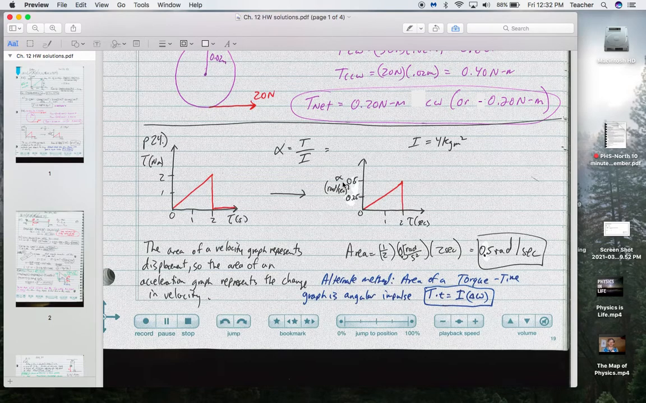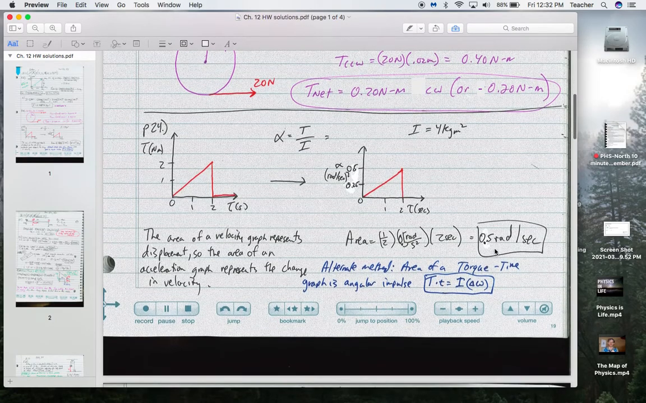The other thing is, if I think about this as angular acceleration being torque divided by moment of inertia, and it gave me the moment of inertia, I could make an angular acceleration versus time graph. Therefore, the area of an acceleration versus time graph gives you the total change in velocity, just like the area of a velocity versus time graph gives you the total change in position. So in this case, my total change of velocity is 0.5 rad per second. Again, the area of the torque graph, the impulse divided by the moment of inertia, would give you the same answer.